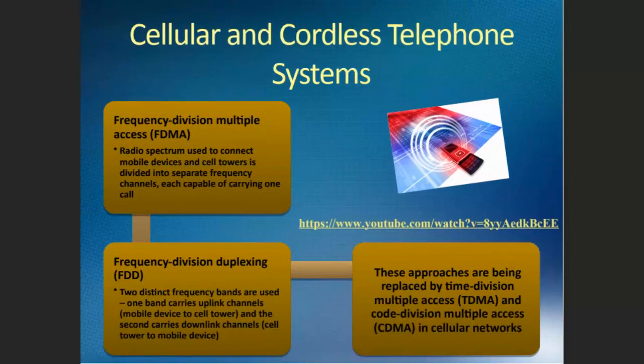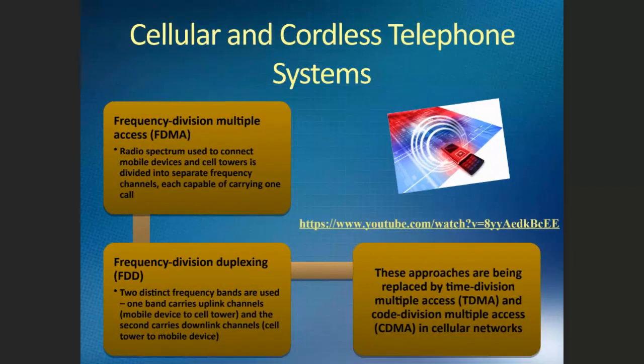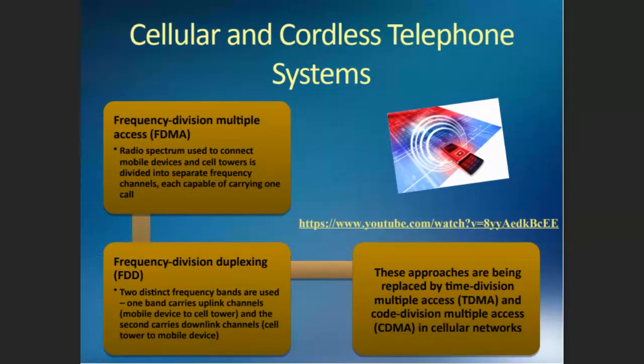Here they are using frequency channels, and each one is capable of carrying one call. That's why it is FDMA. Frequency division multiple access. So it's divided into frequencies. And we have frequency division duplexing, FDD. Here, two distinct frequencies. One carries the uplink channel to the cell tower, and the second one is for downlink from the tower to the mobile.